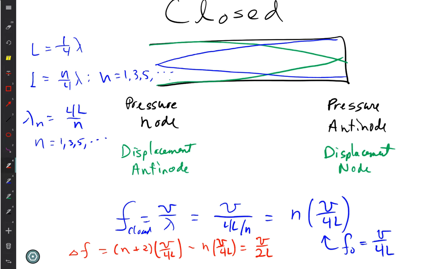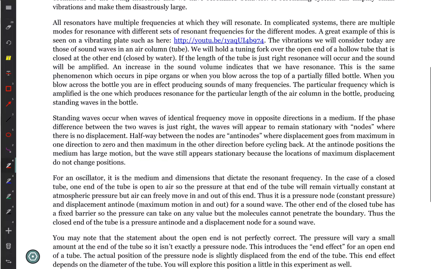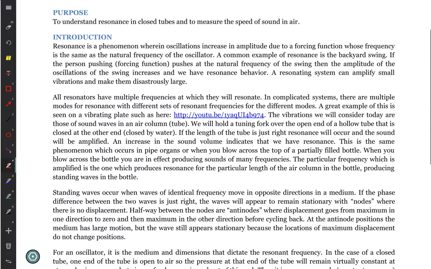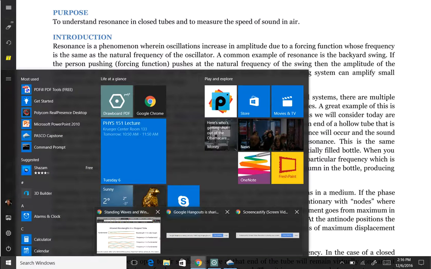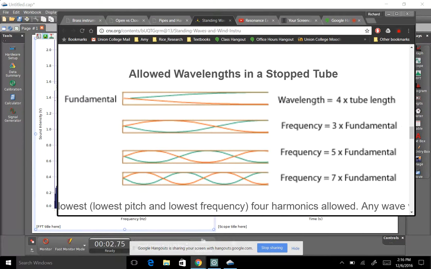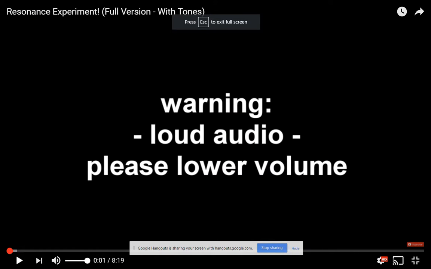So in our lab today, we're going to be looking at these resonance conditions. So let's shift to the instructions. This is kind of out of place, but let's watch this YouTube video on resonance because it's totally cool. I don't think we're going to have any sound, so at least we don't have to turn down the sound.